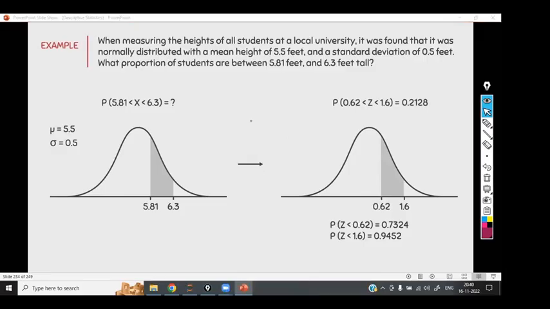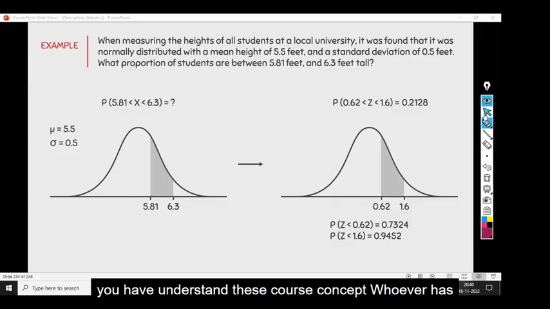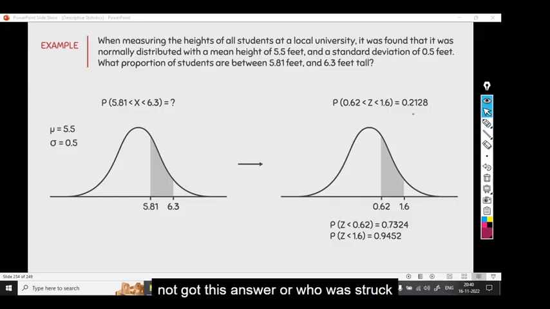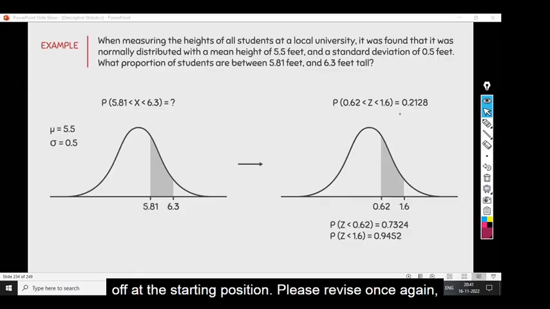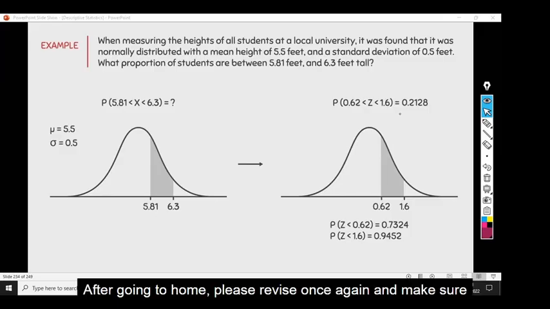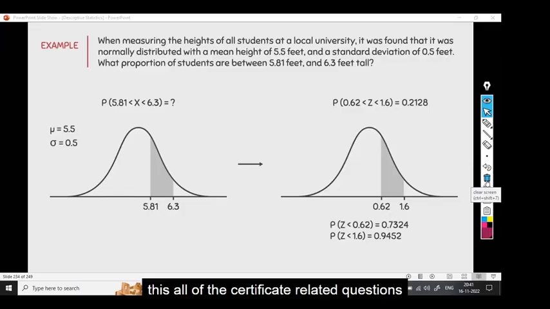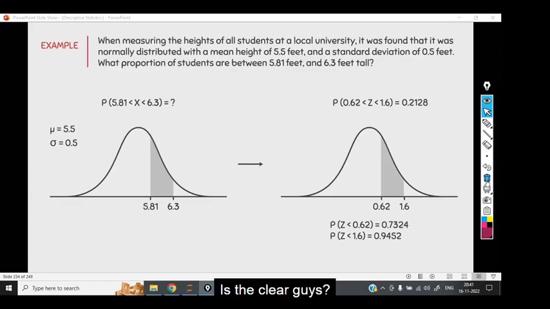That's it. Whoever has got this perfectly, assume that you have understood the z-score concept. Whoever has not got this answer or was stuck at the starting position, please revise once again after going home and make sure this is very clear. This is certification related questions. These all are certificate related questions. Is that clear, guys? Now, till now, whatever we have completed.